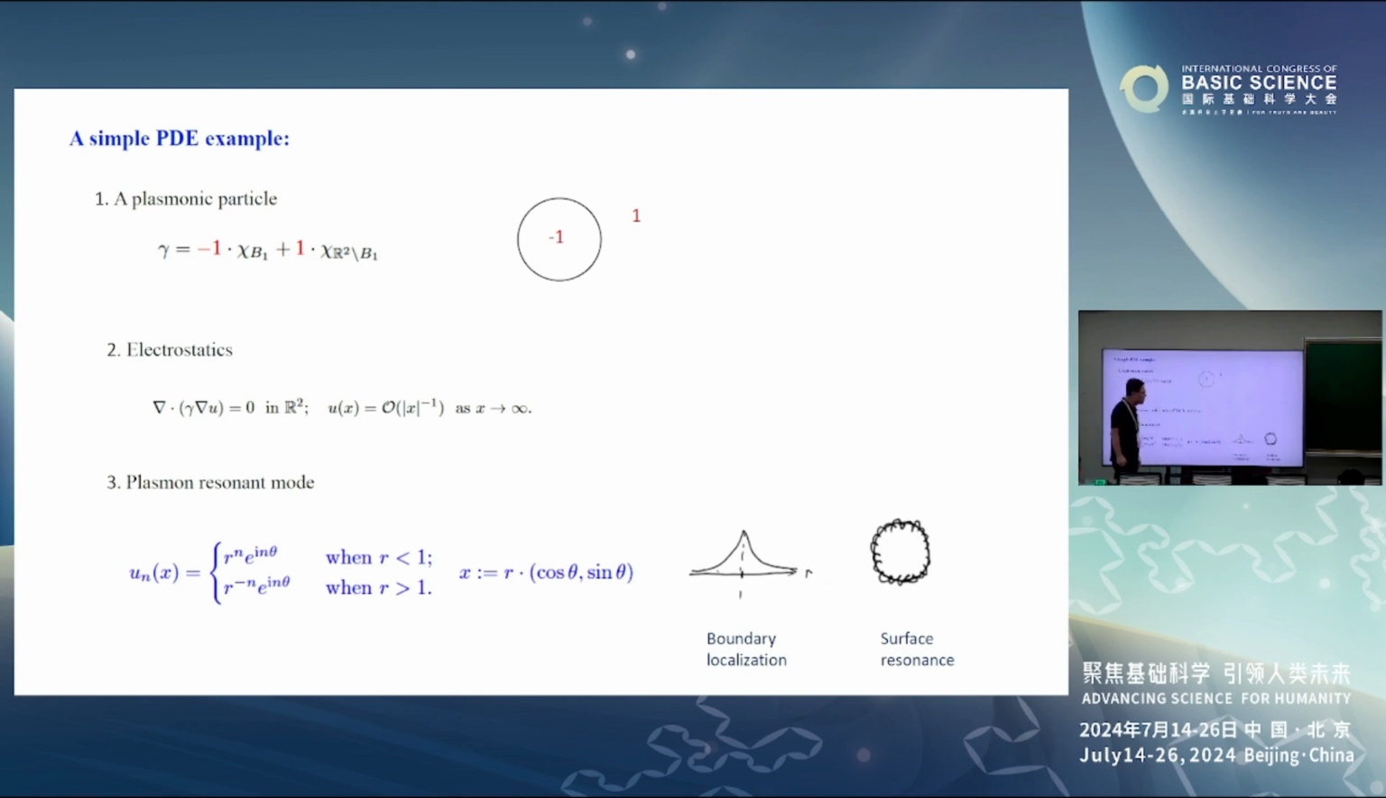And also, if we treat this as a surface wave, that means we take this r to be 1, it becomes e^{inθ}, cosine nθ or sine nθ. So this is a resonant mode. It highly oscillates around this boundary. So actually, these two fundamental properties, the boundary localization and the surface resonance, form the fundamental physics principle underlying all those plasmonic technologies.